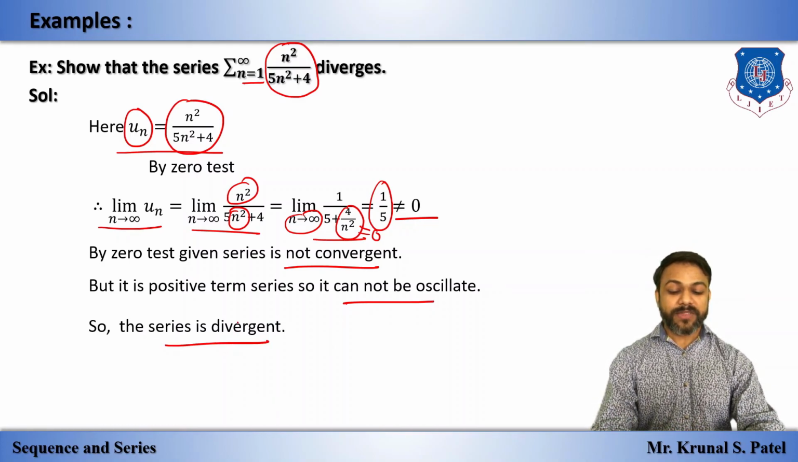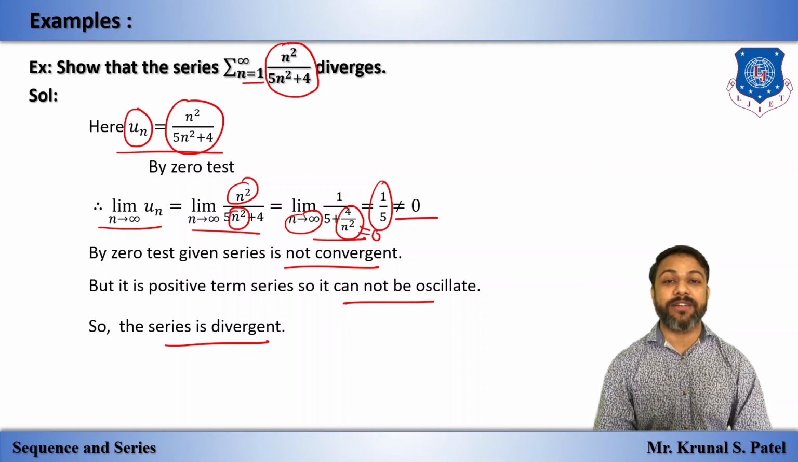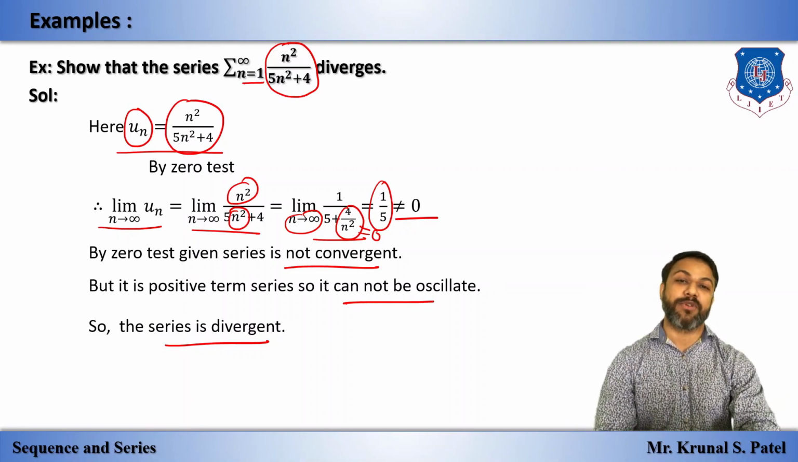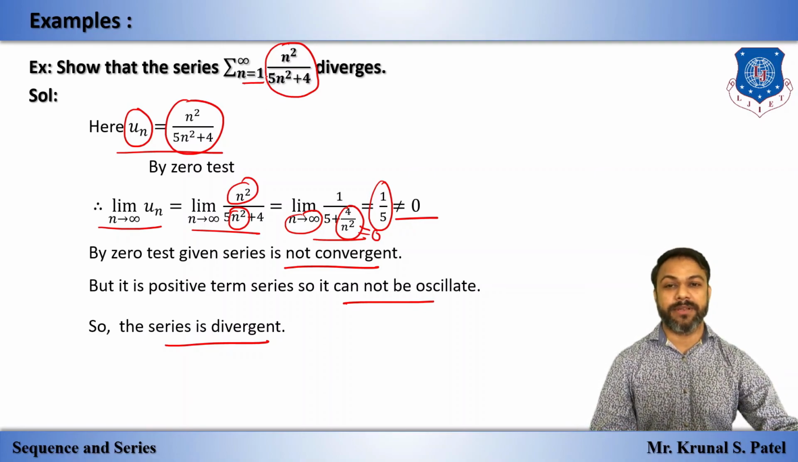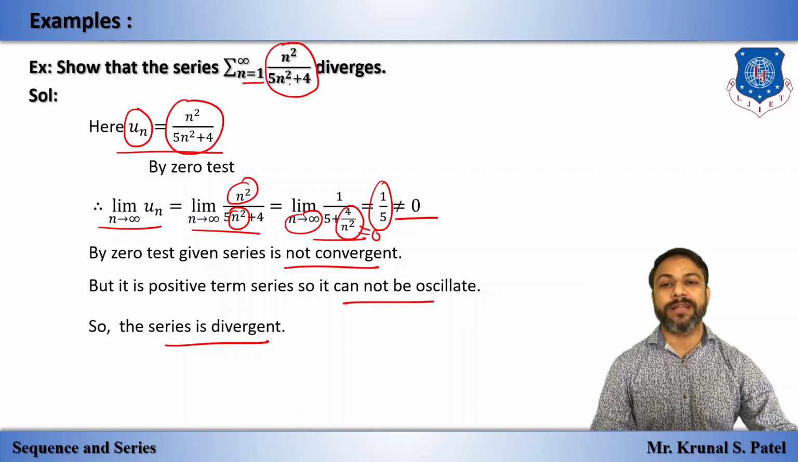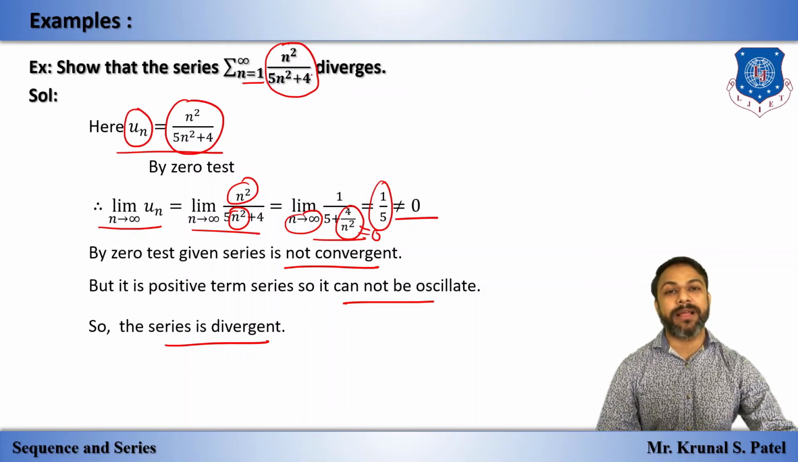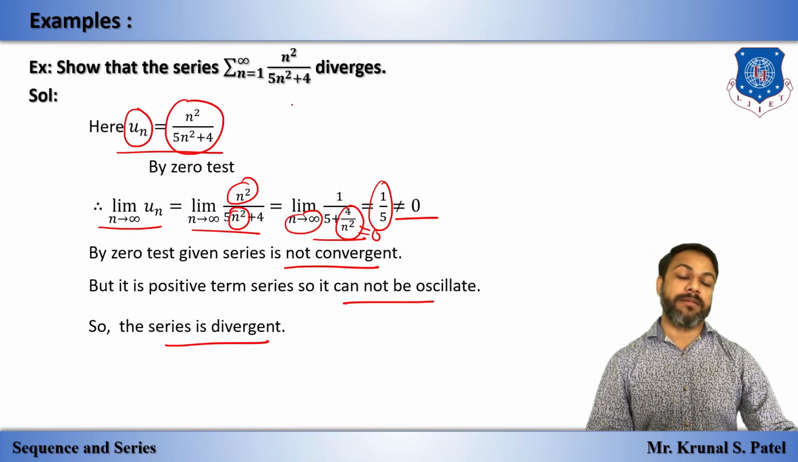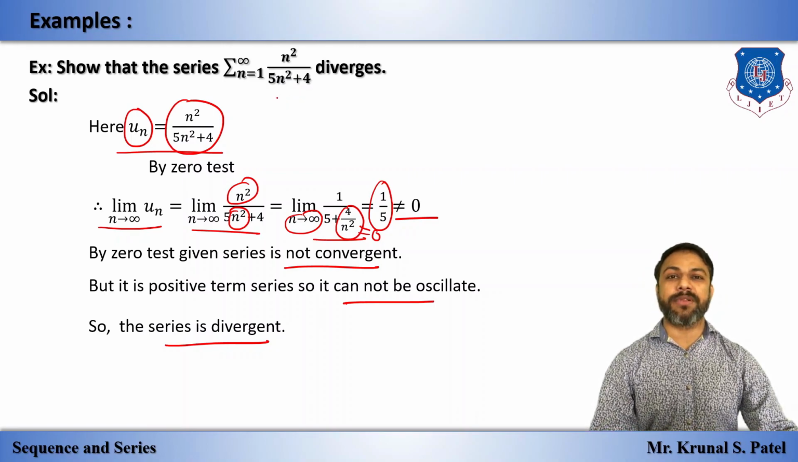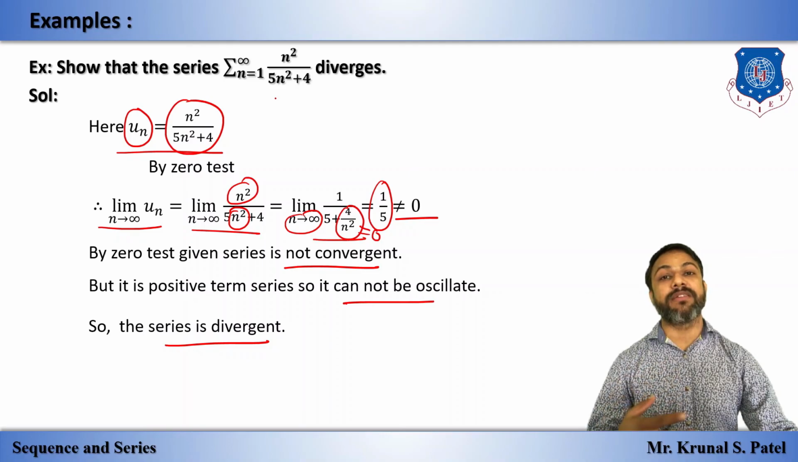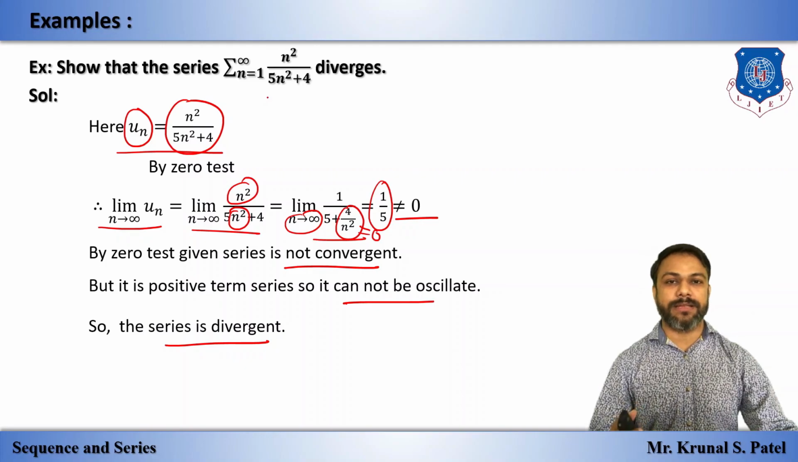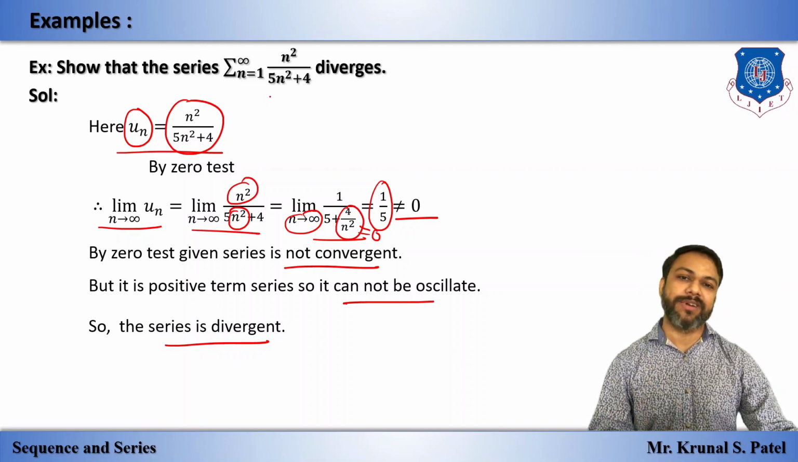Whenever an example is given, you have to check one by one in your mind which test is applicable and which test is not applicable. In the example they only mentioned that it is divergent. Which method you apply depends on you. Whichever is suitable for the example, that you have to apply. And in some examples we can apply more than one test, but then you have to apply only one test.